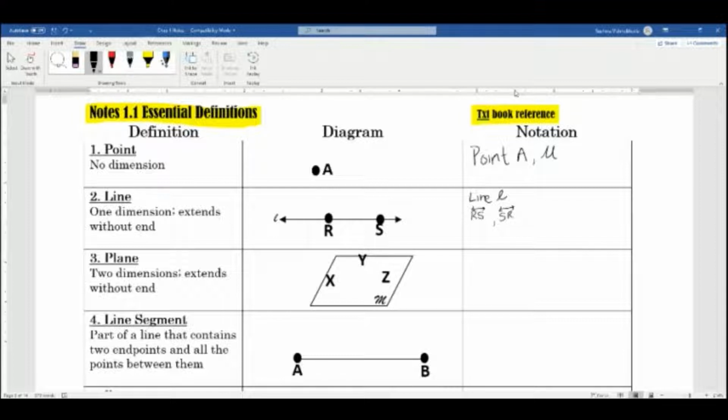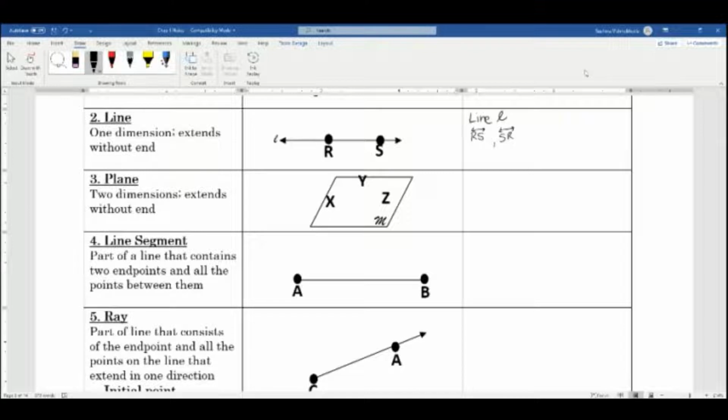The third definition is plane. Now, a plane has two dimensions, and so it has a length and it has a width. So the plane in this diagram is this kind of slanted rectangle. Doesn't quite look like a rhombus. So this is a plane. It has a length, it has a width, and you can't see it obviously because this is a diagram, but you need to imagine it's extending forever in both directions.